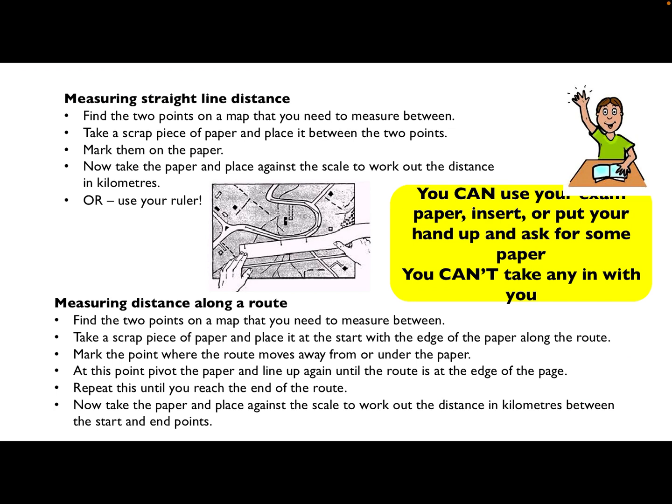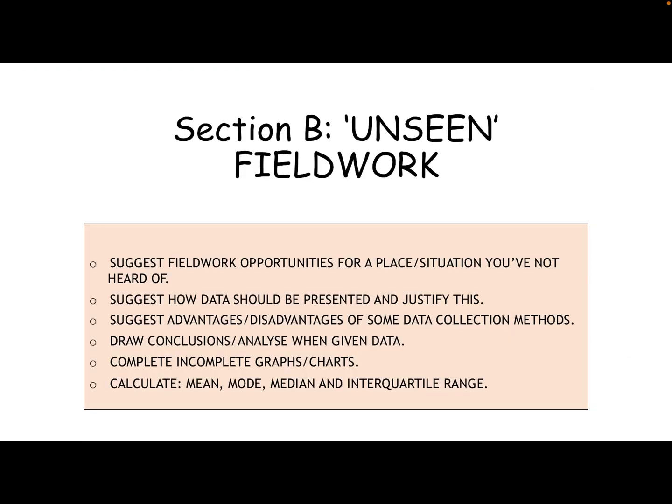Right, now section B, that's the unseen fieldwork section. You could get asked some of these different things here. You could get asked to suggest possible data that could be collected in certain situations, or what enquiries, what research questions there could be at a certain site. You could get asked about how data should be presented, like what graphs to use and why. You could get asked about the advantages and disadvantages of different ways of collecting or presenting data. You might be asked to describe graphs, complete graphs, or work out mean, mode, median, interquartile range, etc.